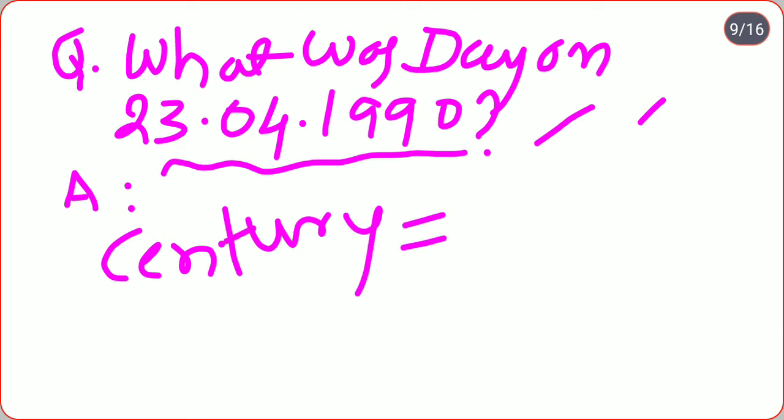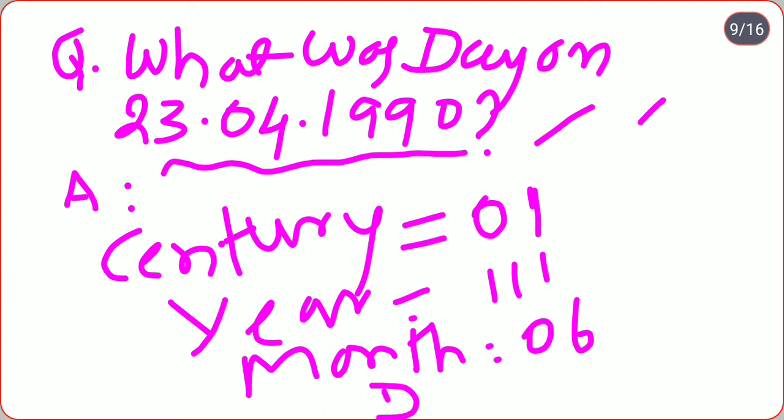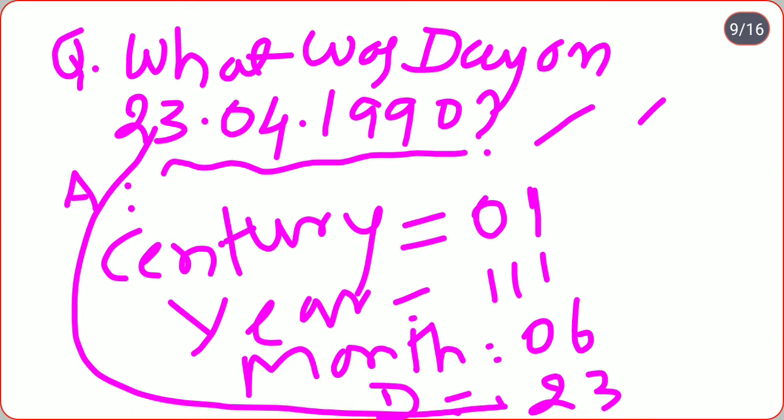Century odd days is equal to 1. Next, year. Year is equal to 111. Month is equal to 06. Day is equal to 23. Day means the day is put the same. Month code is January to March, and for the year code, find out for 89 years.